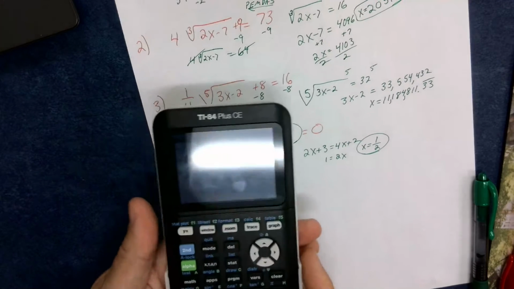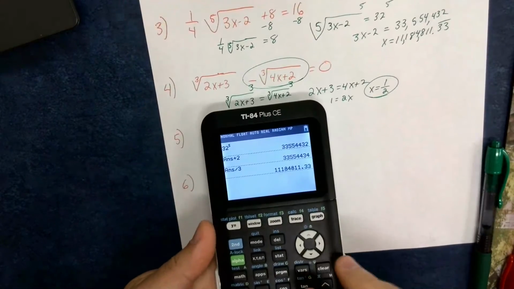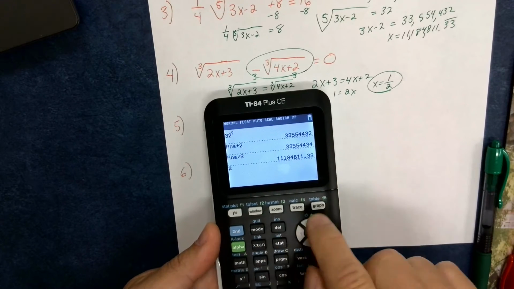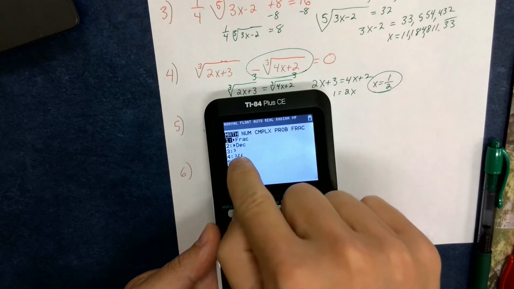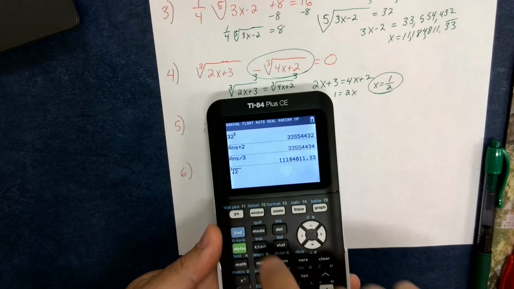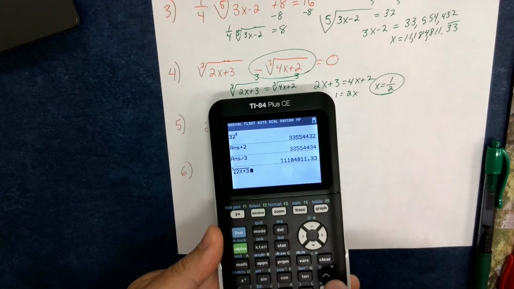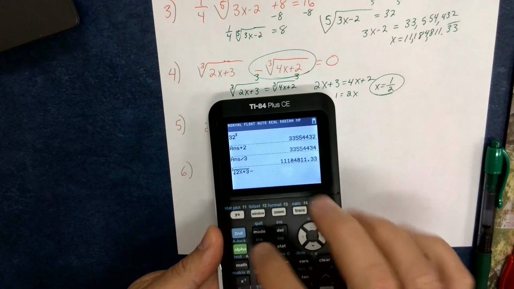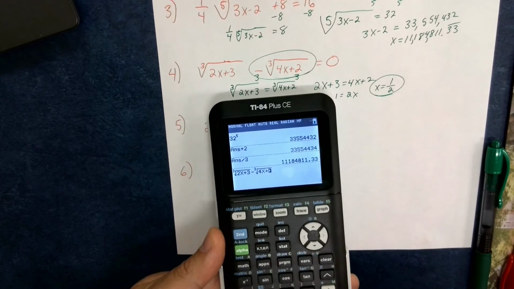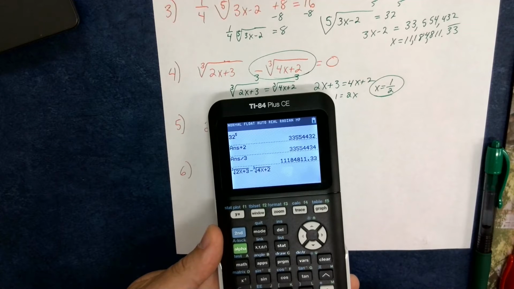So again, I can do this with you guys. Go ahead. Grab your little thing right here, and we're going to try this. So I'm going to do second, nope, not second, I'm going to do math, number 4. Cube root of 2x plus 3. Move that over. And minus, I'm going to do math, cube root of 4x plus 2. Just like that, right? And I'm going to hit enter.